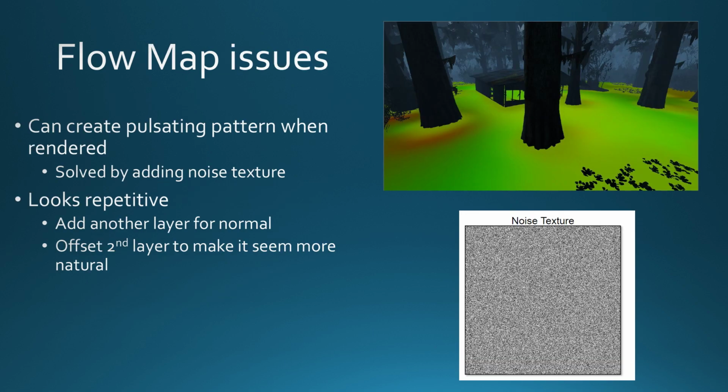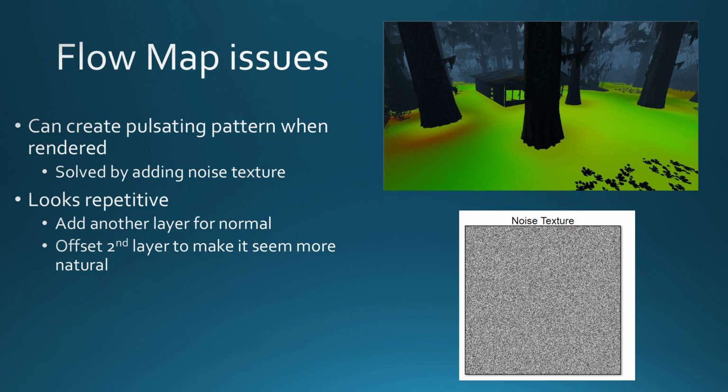But there are some issues with flow maps. Sometimes when you create a riverbed or a little ocean bed thing with these flow maps, you get this pulsating kind of pattern that happens. It's pretty disturbing. Makes it look pretty unrealistic. Now this can be solved just by adding a simple noise texture to the flow map.